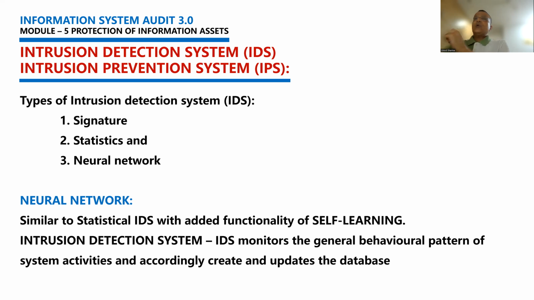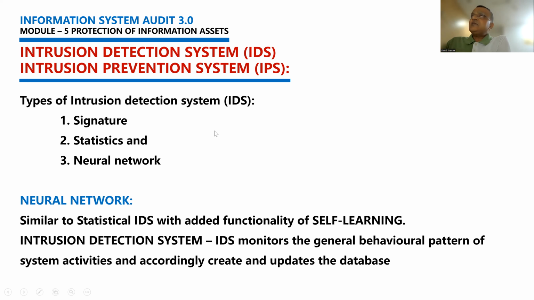What a neural network in an intrusion detection system does is very similar to the statistical one. But here, instead of raising the red flag and telling that the behavior is not normal, they say, if the behavior is not normal, then what can I learn from this abnormal behavior to make this behavior normal? So these neural network IDS monitor the behavior, monitor the pattern, learn from that pattern and accordingly update the status as to what should be done next.